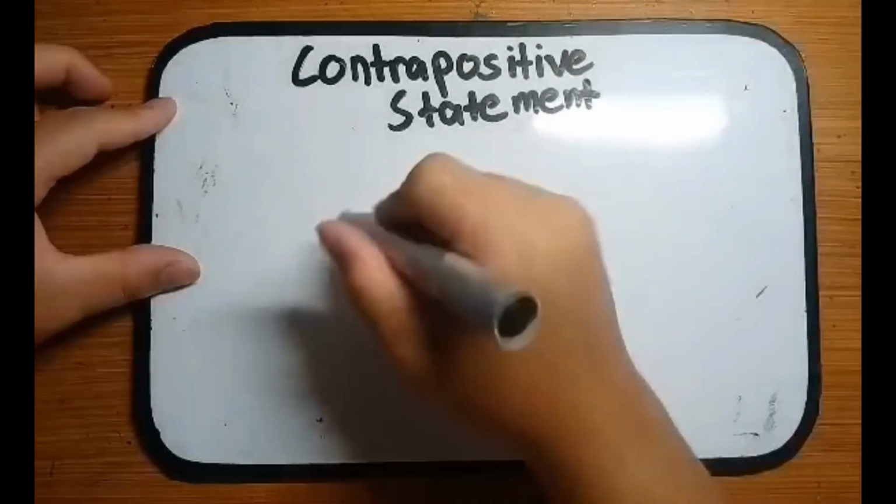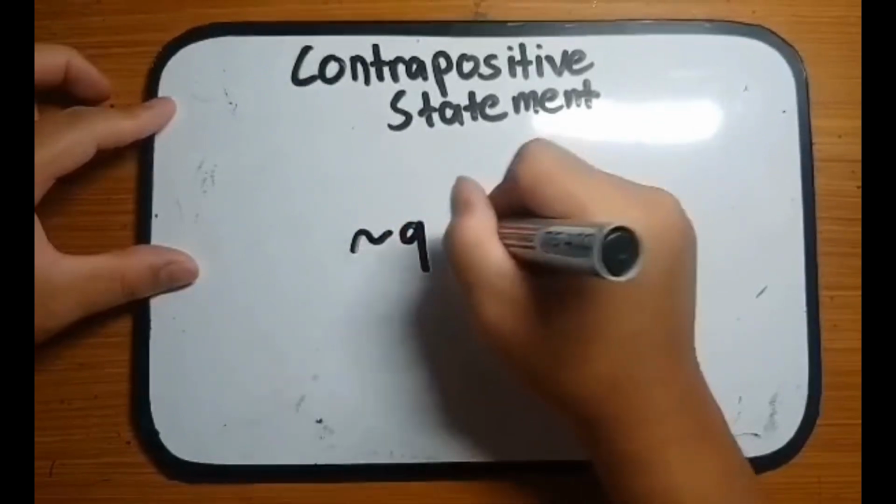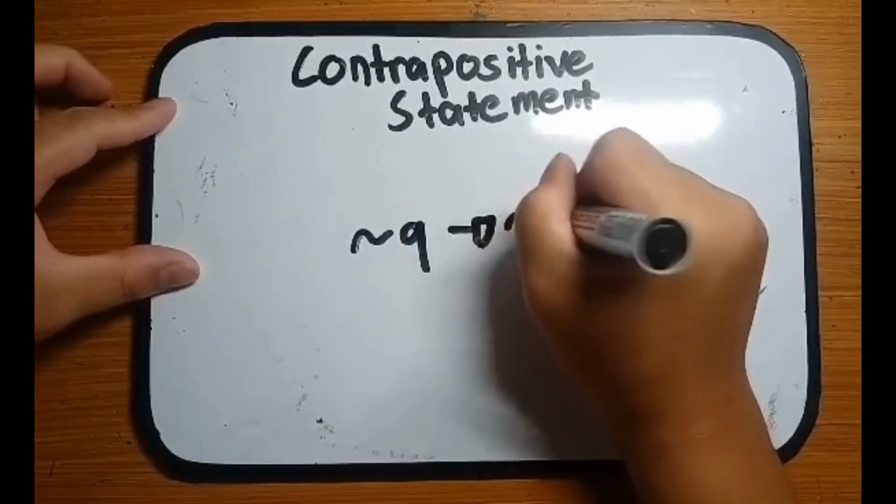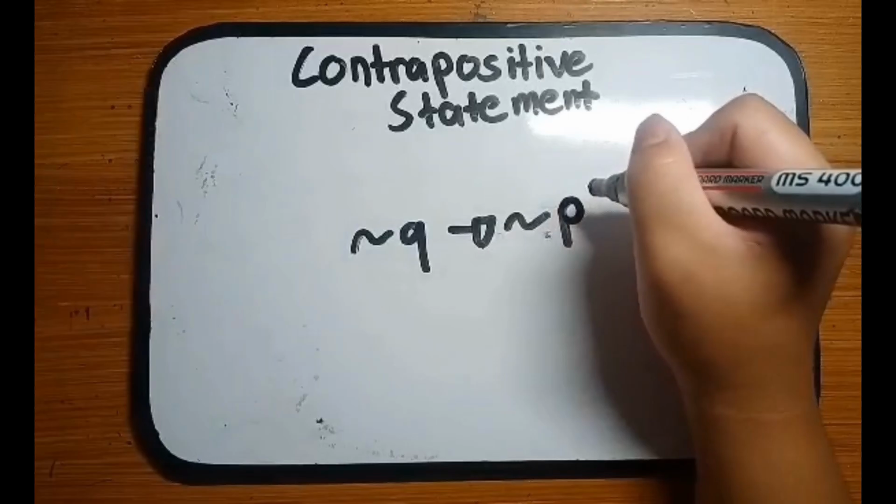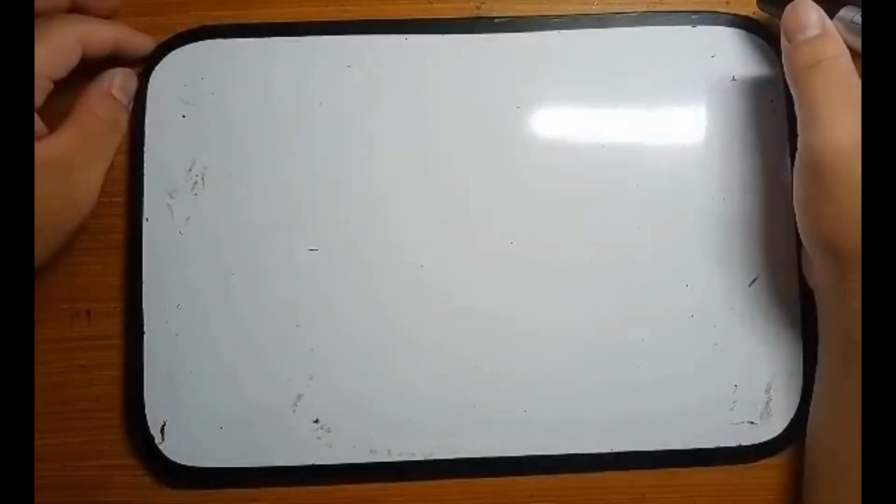Contrapositive statement. If not Q, then not P. We use different kinds of symbols in different kinds of propositional logic.